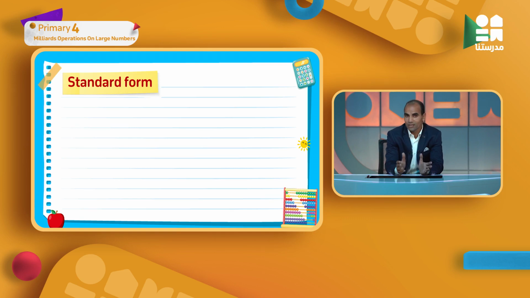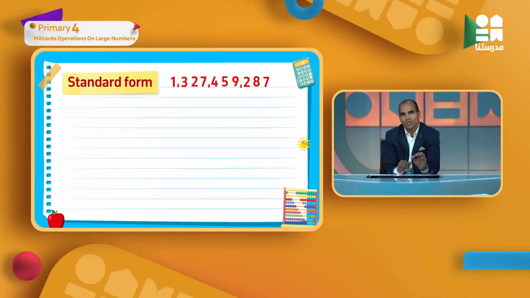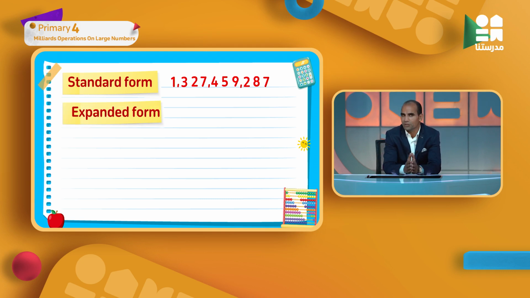3,457,102,400. Again, we will speak again about the standard form. The standard form of any number is to write this number in digits. So this is the standard form. As you can see, this is the standard form of this large number. Who can read this number? Try to read this number with me. From left, remember that. 1,327,459,287. Great.